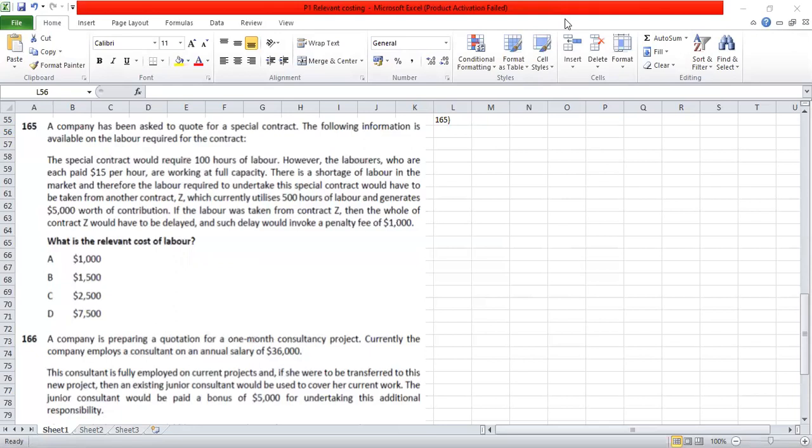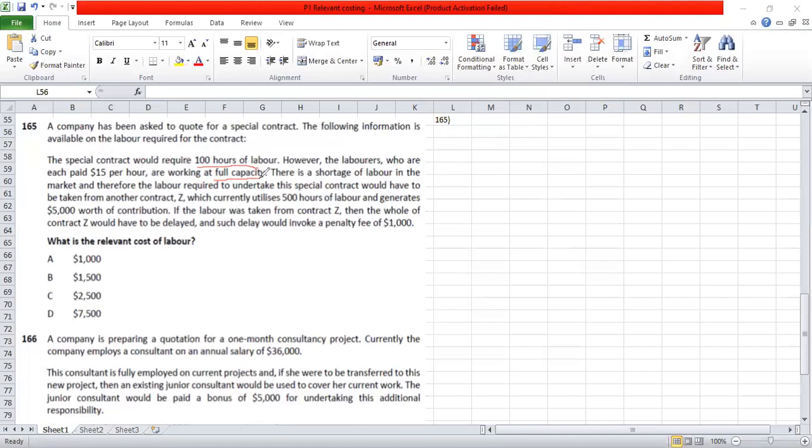Till now, the questions we have looked into were about the one which is most relevant. Here, a decision about accepting a special contract, but they do not have resources. So the special contract would require 100 hours of labor. However, the laborers are working at full capacity. So they do not have the capacity to take up another order. So what are they considering?